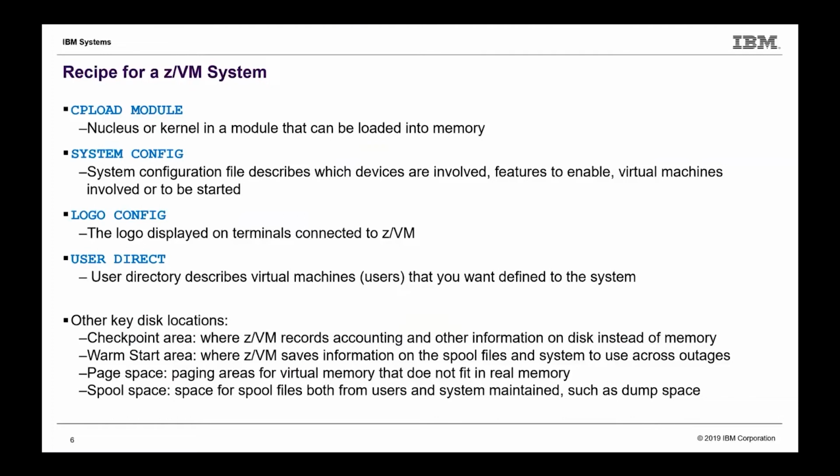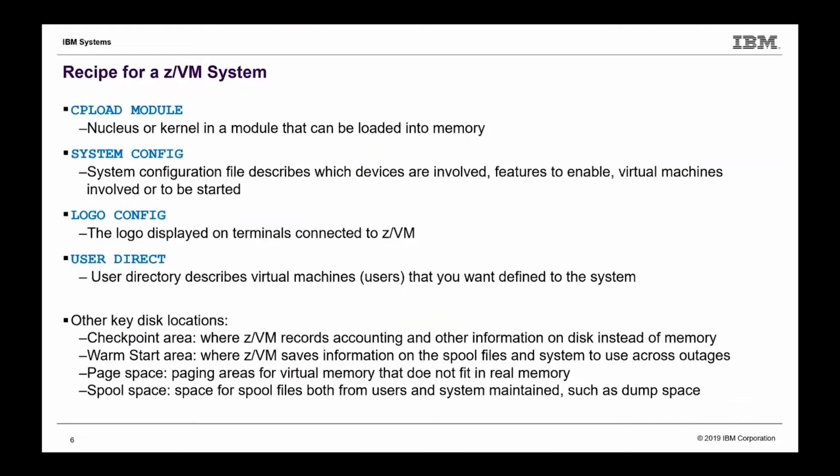Now, there are some other areas that come into play, some that I mentioned earlier, but I want to spend a little bit more time on. So checkpoint and warm start, which you'll hear referenced but usually don't come into play too often, are areas that z/VM uses for different purposes. Checkpoint is where z/VM is going to be recording accounting information and other information, and it puts it on disk instead of memory so that it's not volatile, right? Likewise, the warm start area is where z/VM is going to save information about spool files and use that across IPLs or across outages, right?